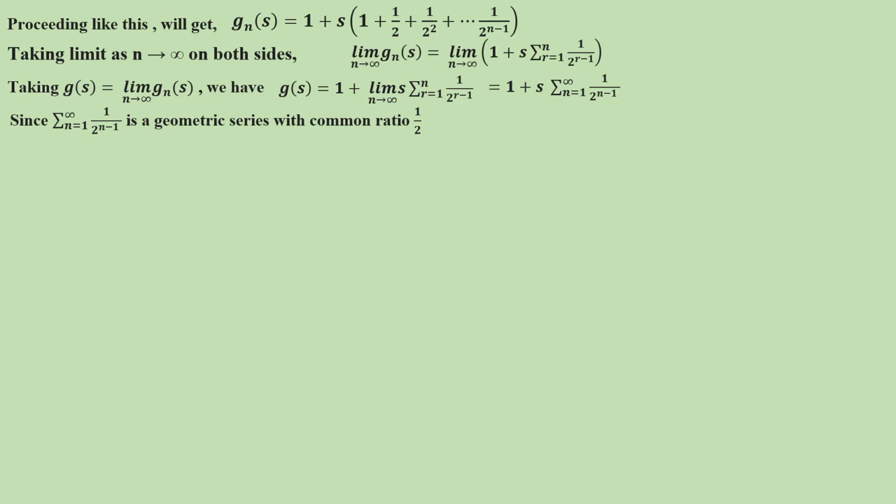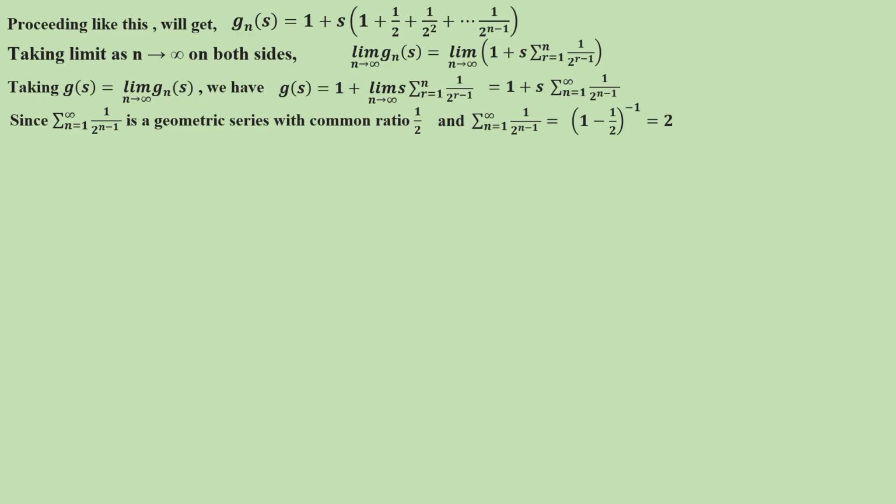Since summation n is equal to 1 to infinity 1 by 2 power n minus 1 is a geometric series with common ratio 1 by 2. That is the standard result we know, right? The summation n is equal to 1 to infinity 1 by 2 power n minus 1 equal to 1 by 1 minus 1 by 2. So we know if r is the common ratio of the geometric series summation n is equal to 1 to infinity 1 by r power n minus 1, then the summation is 1 by 1 minus 1 by r. So instead of r you are having 2, right?